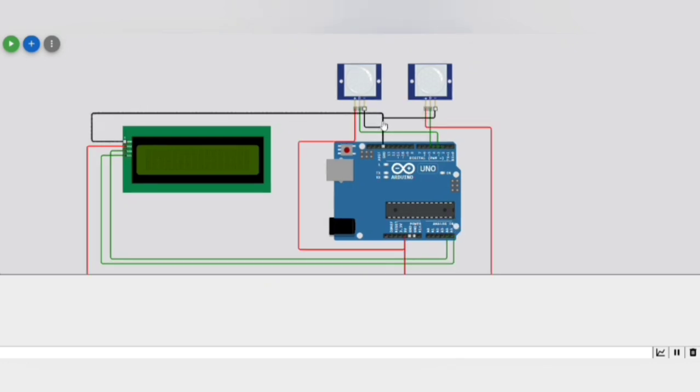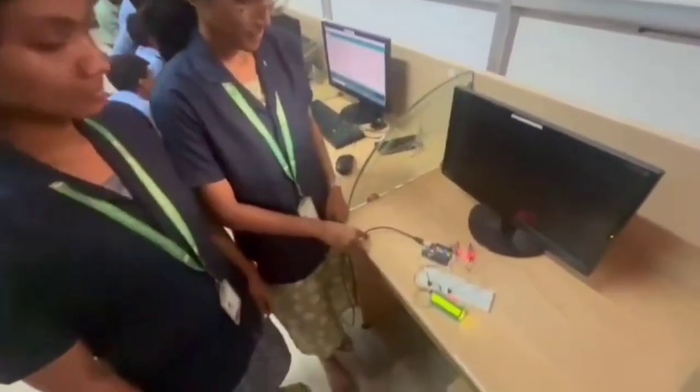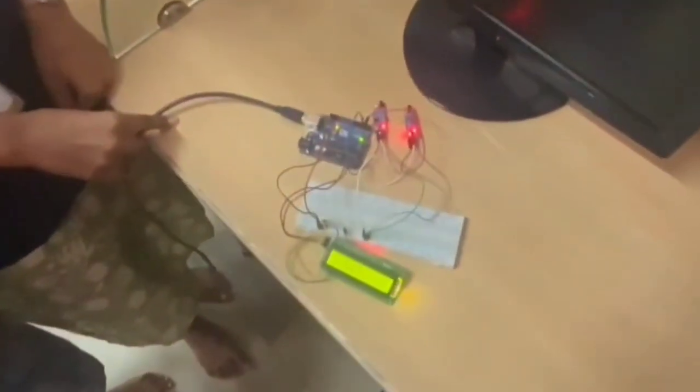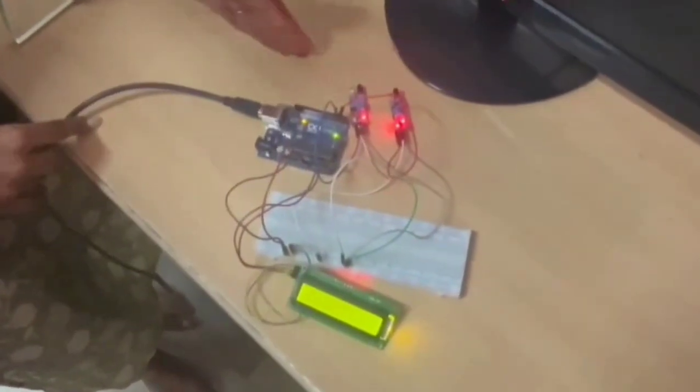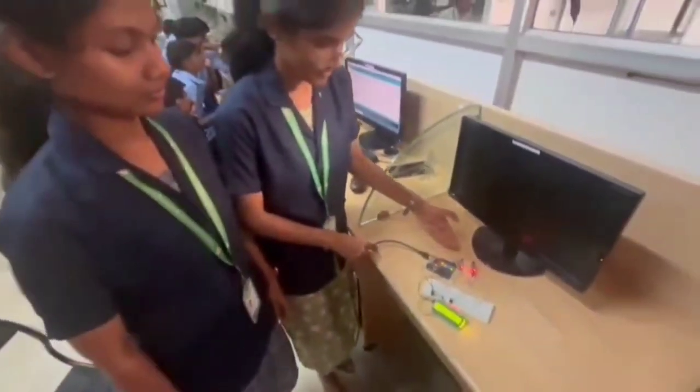So these are the connections we have done. These are the simplest connections. Now let's run the simulation. The LCD displays the in and the out count and the number of people who are currently inside the hall. So when the entrance sensor is simulated with the motion, let's see the working.